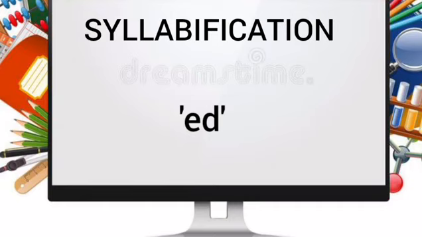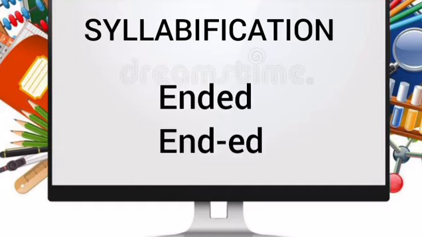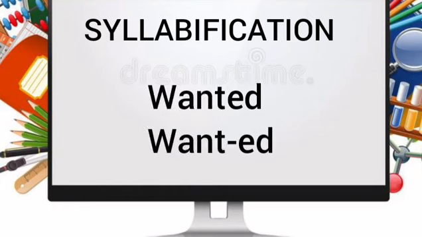Okay, next point. When a word ends with ed and ed is preceded by d or t, then ed will be a separate syllable. If ed comes after t or after d, we have to split that. For example, ended: e, n, d, after d only ed is coming, right? So before the ed we have to split. Wanted: after t we have to split ed as a separate syllable, right? Okay, like that we have to separate.